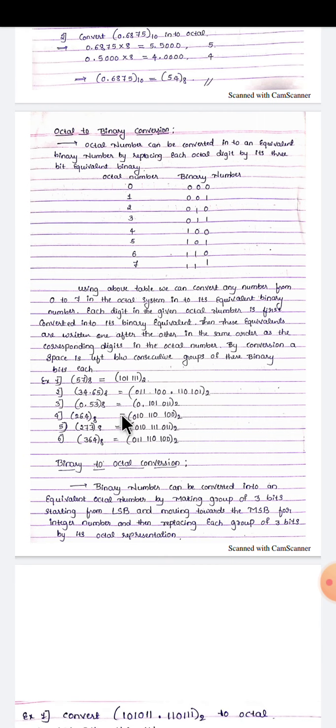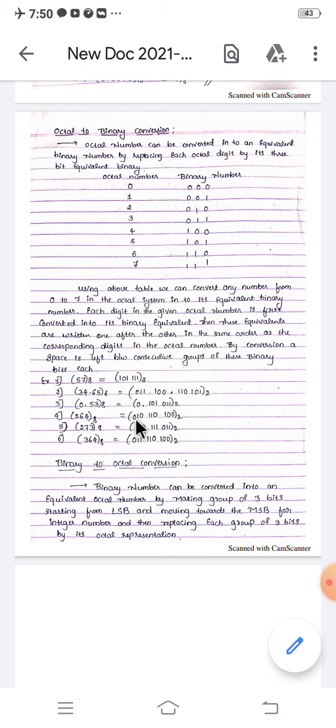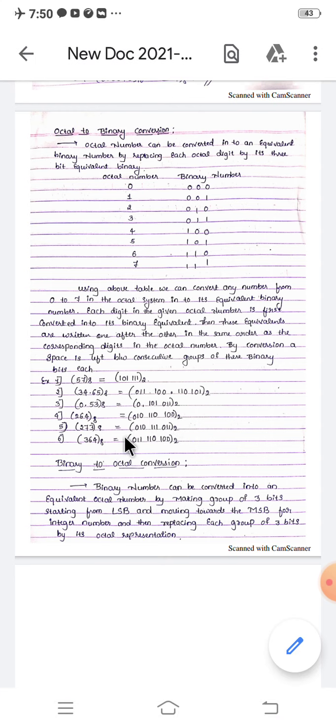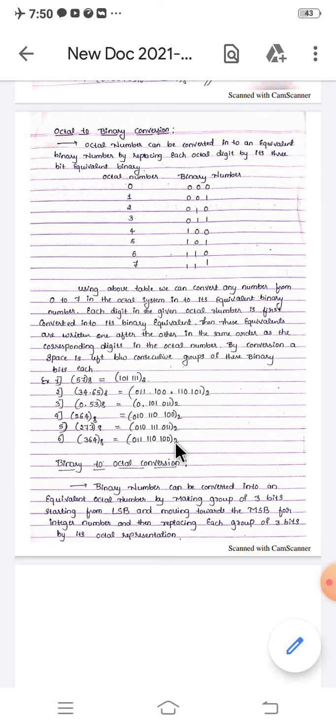Next, 264. 2 is 010, 6 is 110, 4 is 100 with base 2. Similarly 273 and 364: 3 is 011, 6 is 110 and 4 is 100 with base 2. That is conversion from octal to binary number.